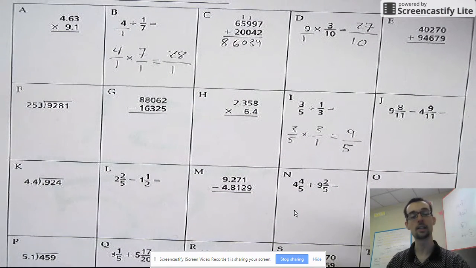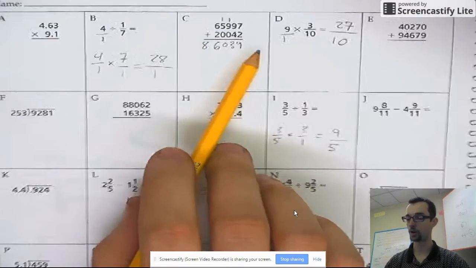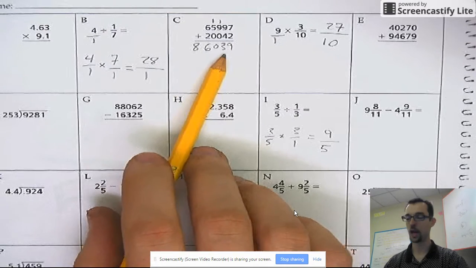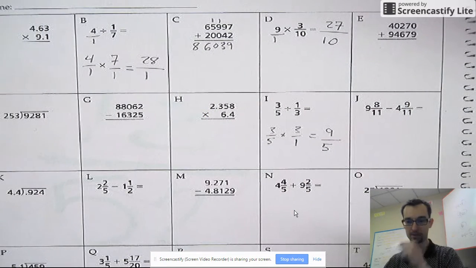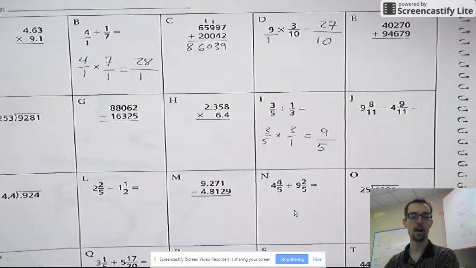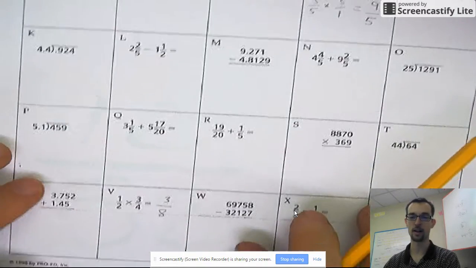So after I do the multiplying and the dividing fractions, my next one to go on to is anything with addition. So I would do C. Excuse me. I would do E. I'm going to skip those right now because you know how to do those.